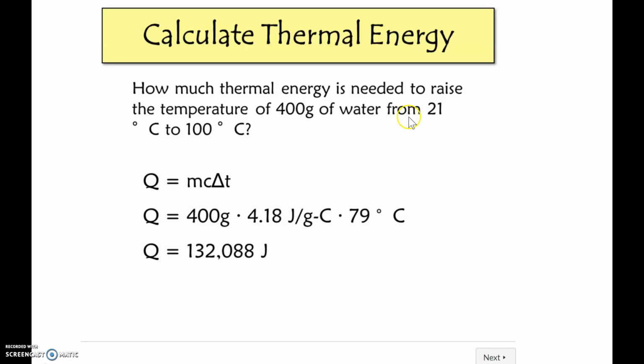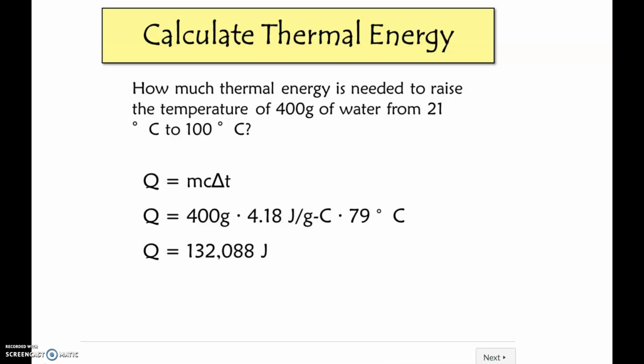The temperature went up from 21 to 100. So your change in temperature, or delta T, is going to be final, which is 100, minus 21. That's how you're going to do change in temperature, and that's 79 degrees Celsius. So your Q is going to be mass times heat capacity times change in temperature. Don't just take one of these temperatures, do the change in temperature, and you're going to get your Q.